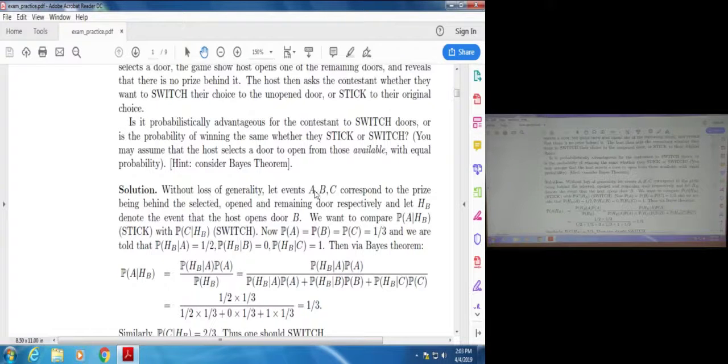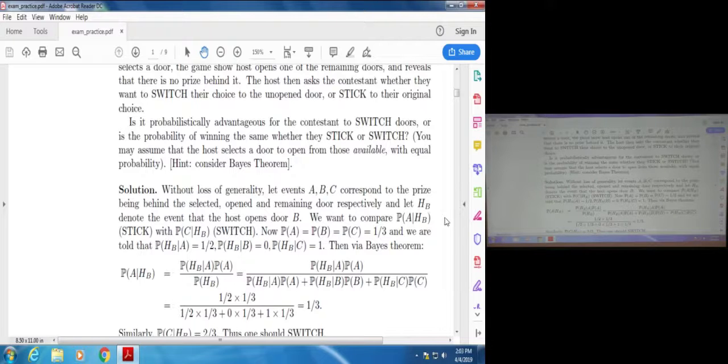So this is one way to solve this. You introduce three events A, B, and C. A is the event that the prize is behind the door that you've chosen. B is the event that it is behind the open door, and C is the event that it is behind the remaining door. And we denote by H sub B the event that the host opens door B.